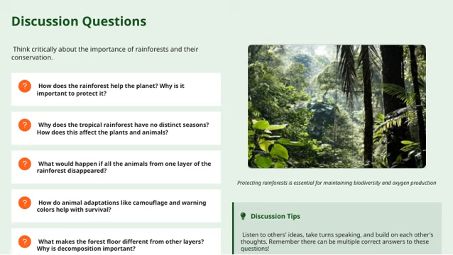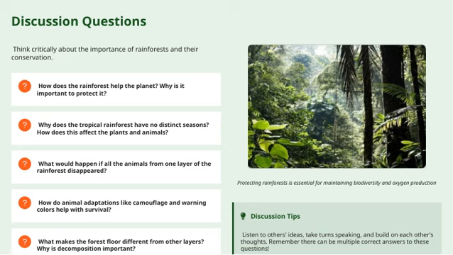Finally, what makes the forest floor different from other layers? The forest floor receives very little sunlight, so it's a dark, damp environment. Decomposition is especially important here because it recycles nutrients back into the soil, supporting new plant growth. Without this process, the entire ecosystem could suffer from nutrient depletion.